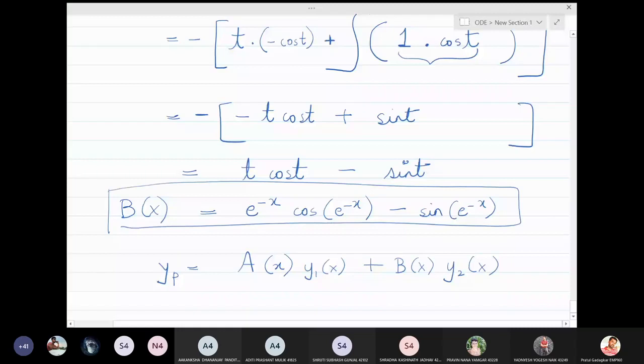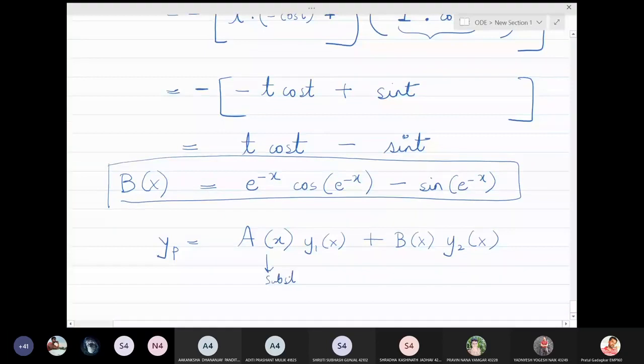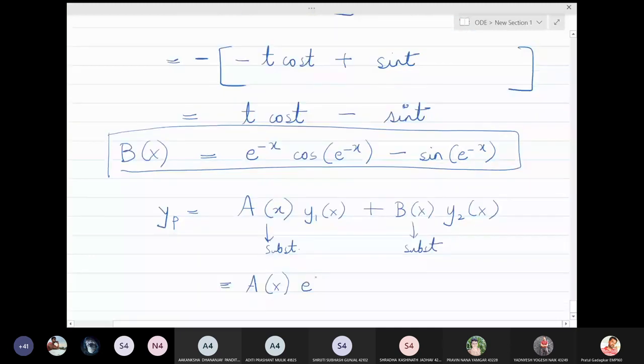So substitute ax and bx. What was y1? Let me not substitute here. Let me just write ax into y1, which was e raised to x, plus bx into e raised to 2x. You have ax and bx obtained above, and therefore you get yp.